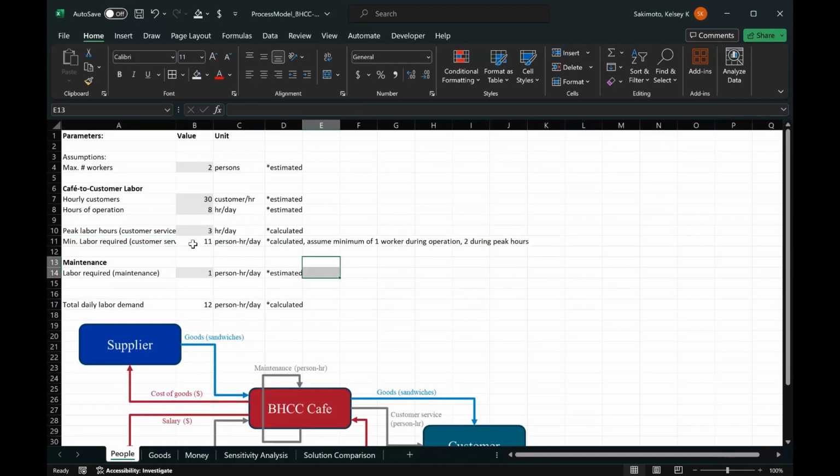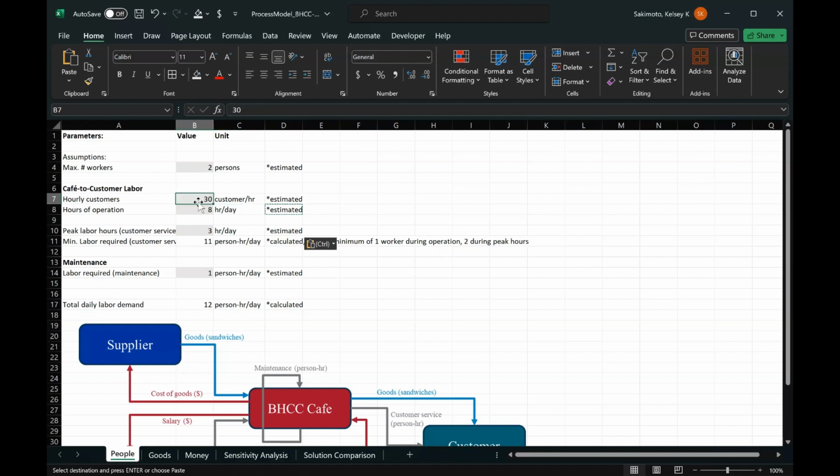Well, this value, which comes out to 11 person hours per day in this particular model, is something that is calculated. This calculation is based off some estimates that we might make. Initially, we might assign a value that is our best guess. So we might guess that there are 30 customers per hour that come to the cafe and that the cafe is open 8 hours per day.